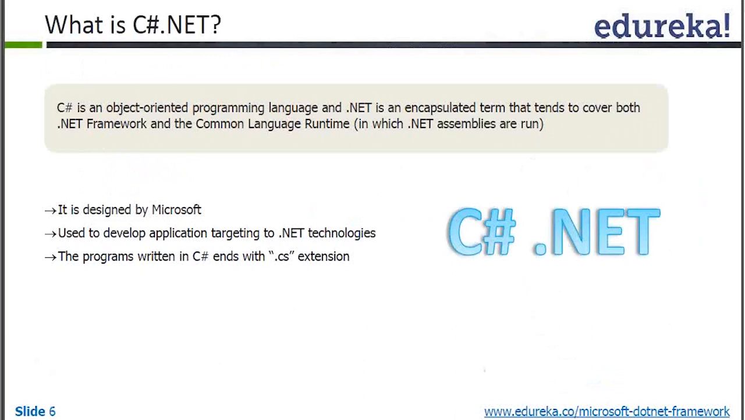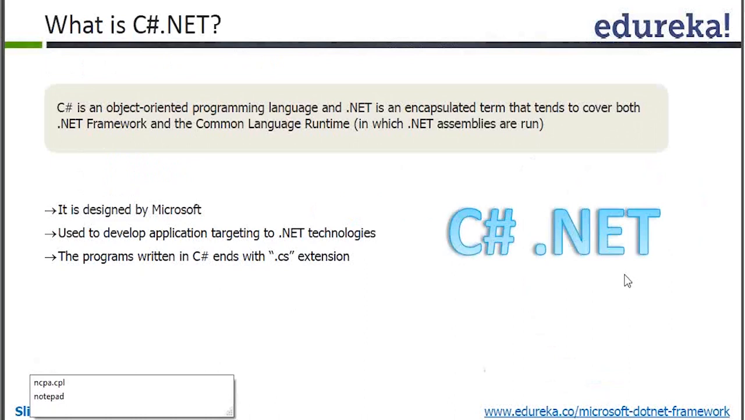Using C#, we can develop object-oriented programming applications which are targeted to .NET technologies. C# is the best programming language, like Java is used to develop OOPS programming. C# is an object-oriented programming language, and .NET is an encapsulated term that tends to cover both the .NET framework and the common language runtime. It's designed by Microsoft, used to develop applications in .NET technologies.